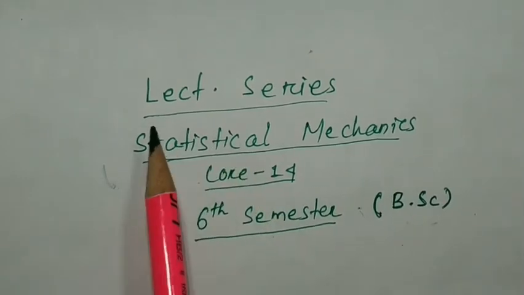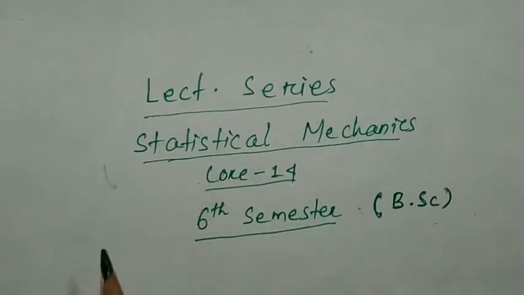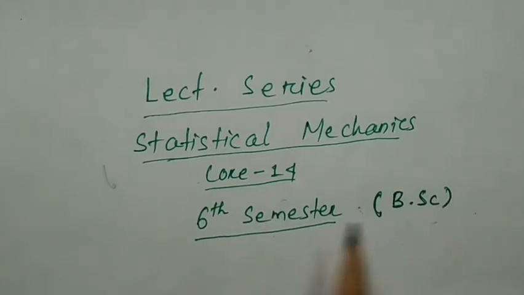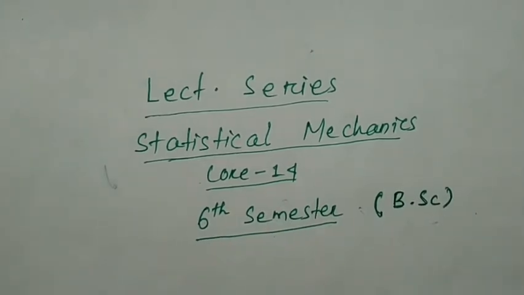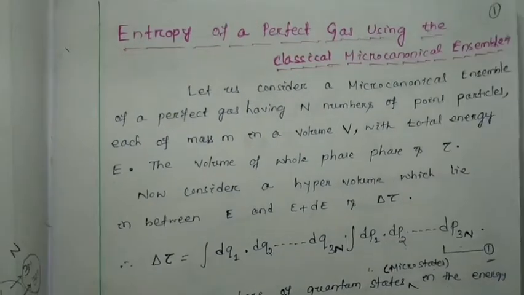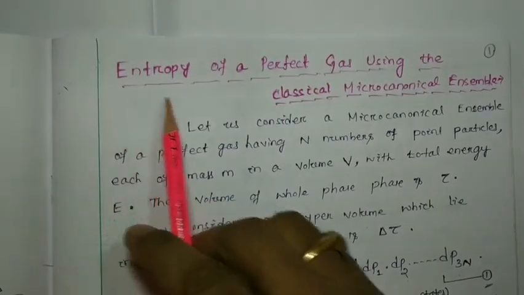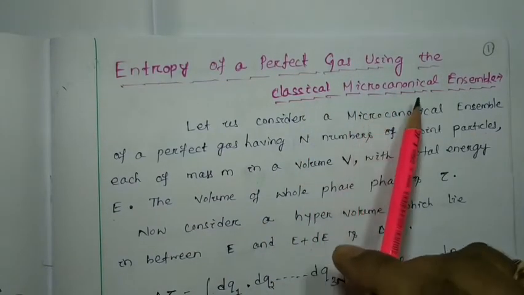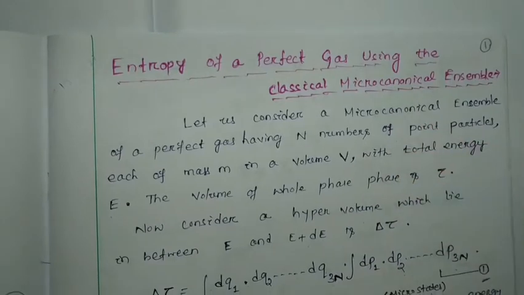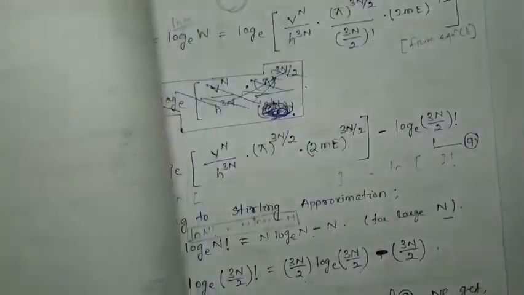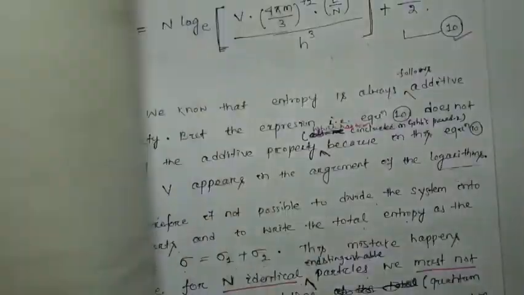I welcome all of you to our lecture series on Statistical Mechanics, that is Core Paper 14, belonging to the 6th semester BSc syllabus. In our last class we discussed the entropy of a perfect gas using the classical microcanonical ensemble. In detail, we discussed the derivations.